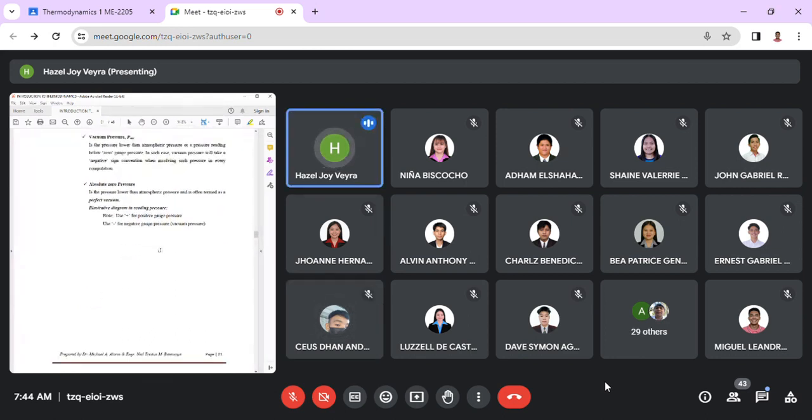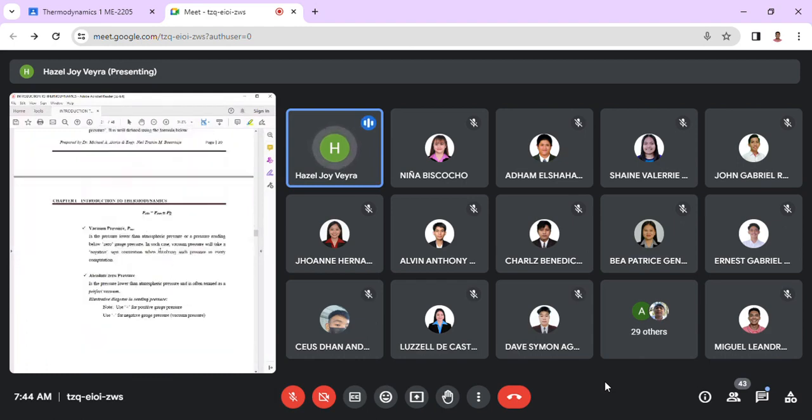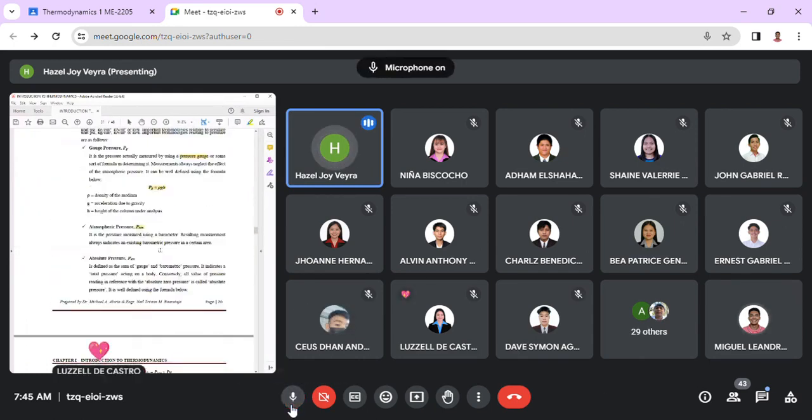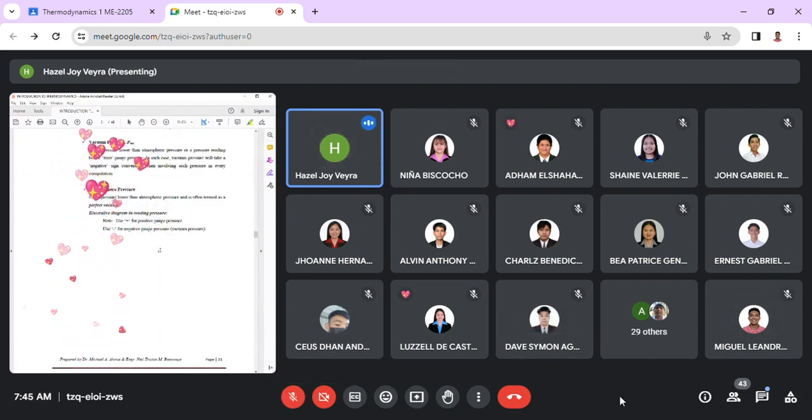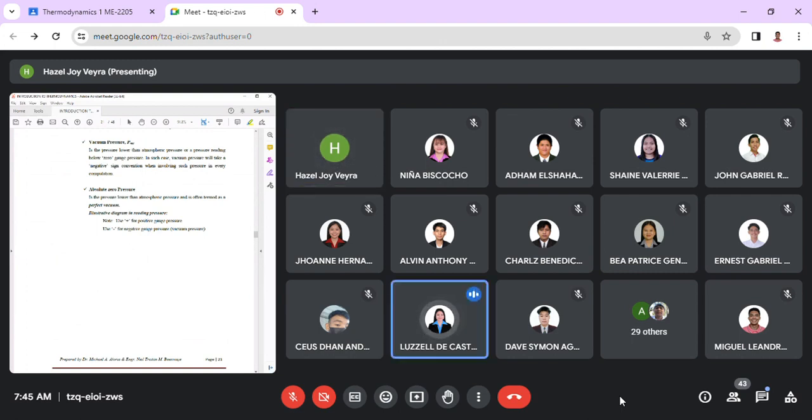Next, we have vacuum pressure. Is everyone clear with the absolute pressure? Any questions so far? This is just the basic terminologies. Next, vacuum pressure. Kindly read, Miss Lizelle De Castro. Vacuum pressure is the pressure lower than atmospheric pressure or a pressure reading below zero gauge pressure. In such case, vacuum pressure will take a negative sign convention when involving such pressure in every computation.